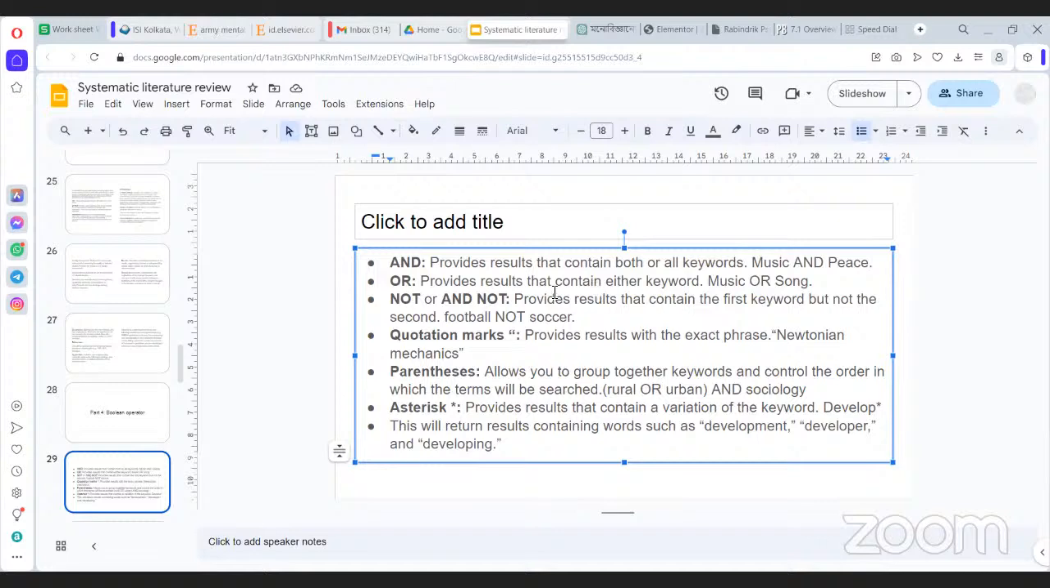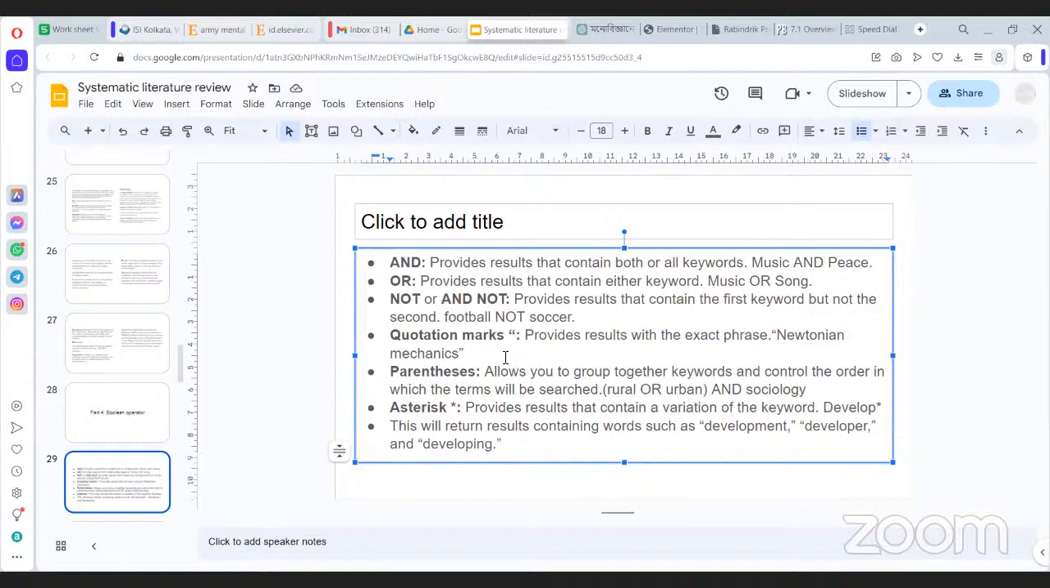Another one is the OR: music or song. Then NOT. Please maintain the capital letters, not the small letters. For example, football NOT soccer. Quotation marks provide results with the exact phrase, for example, "Newtonian mechanics". So you can use quotation marks.